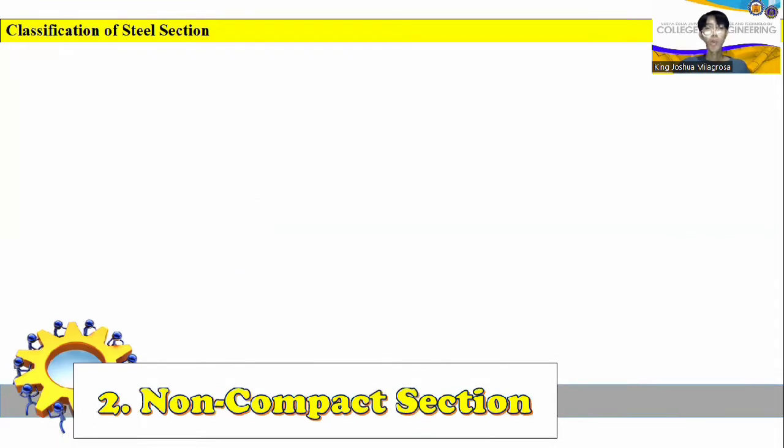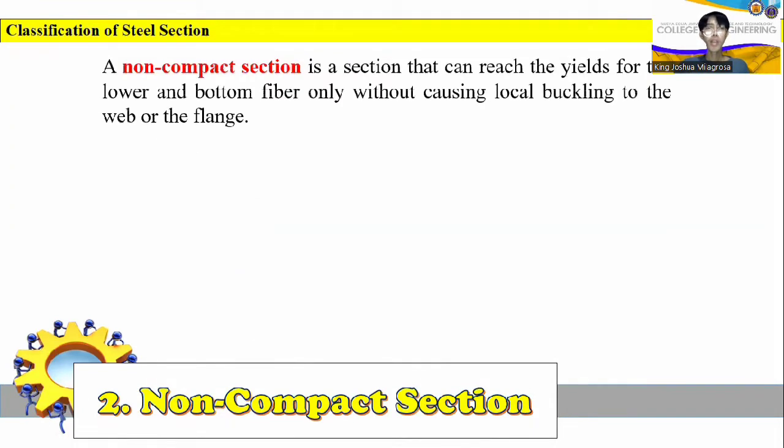So punta naman tayo sa non-compact section. A non-compact section is a section that can reach the yield for the lower and bottom fiber only without causing local buckling to the web or the flange. So with a non-compact section, yung one or more elements sa beam is may posibilidad na mag-buckling before the beam is able to attain or obtain section plasticity.